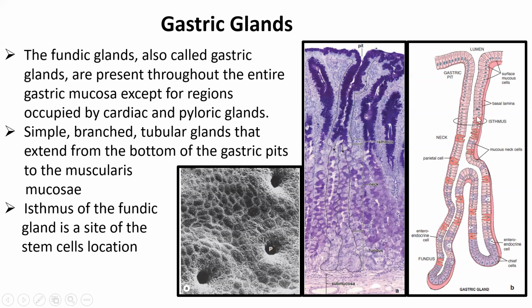We have a continuous renewal of the cells. You lose these cells all the time. Some of them last only a few days, especially the surface. So you have very active stem cells at this area, and the cells go either up or down based on the need. And they can differentiate into any of the other cell types we're going to talk about.